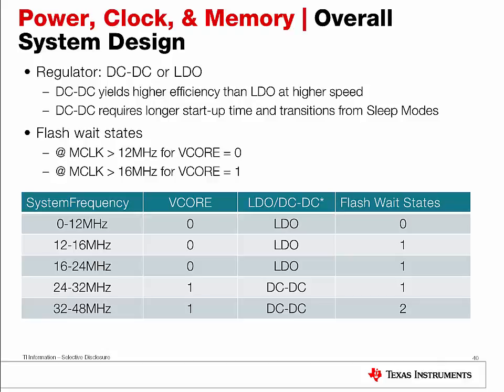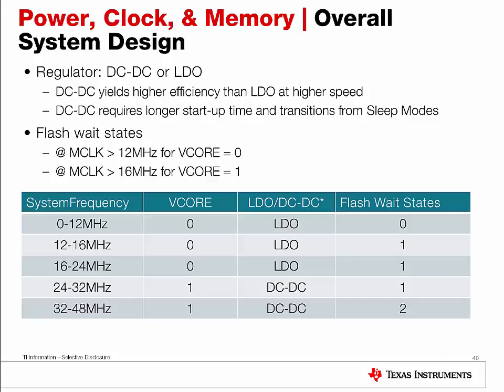As mentioned earlier, the flash also operates at up to 16 megahertz. So if the system runs between 0 and 16, you don't need a flash wait state. But anywhere from 16 to 32, you will need to increase the flash wait state to 1. And similarly, if the system runs anywhere between 32 to 48 megahertz, you need to increase the flash wait state to 2.